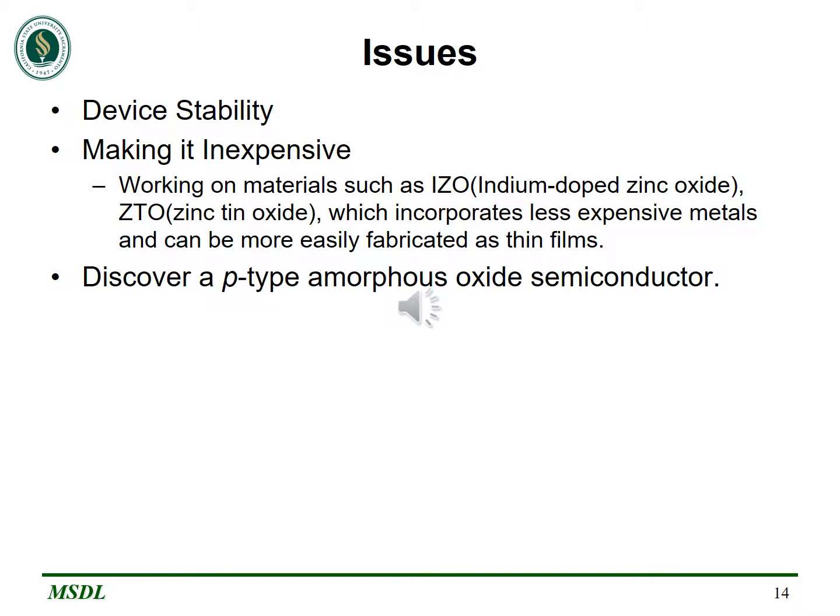Now we will discuss some of the issues. There are a few issues which need to be solved, such as the stability of the devices and making them inexpensive, such as working on materials like IZO, that is indium doped zinc oxide, or zinc tin oxide, which incorporates less expensive materials and can be more easily fabricated as thin films. And also we want to discover a p-type amorphous oxide semiconductor.